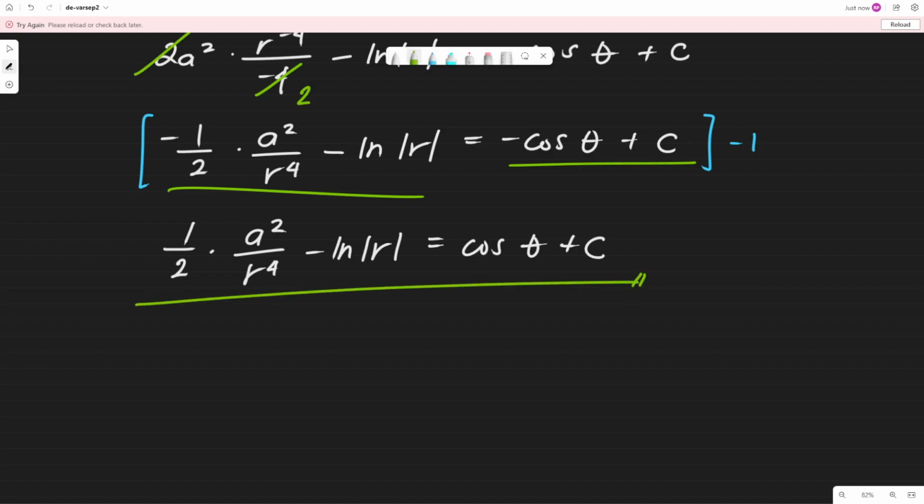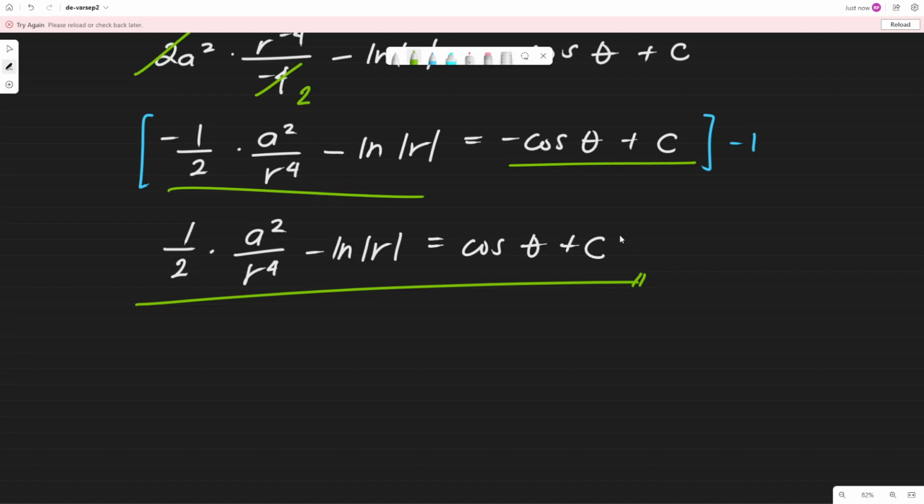Kasi if you're going to try, no, to combine the two r's, yung r to the 4th tsaka yung ln r, hindi na siya magiging simple yung sagot natin. No? So, kasi we're going to raise this to e, and this is a quite large, I mean, medyo malaking coefficient siya. So, pag naging e raised to 1 half a squared over r to the 4th, which kind of does not make sense, no? If you get what I mean. So, this can serve as our answer, no?